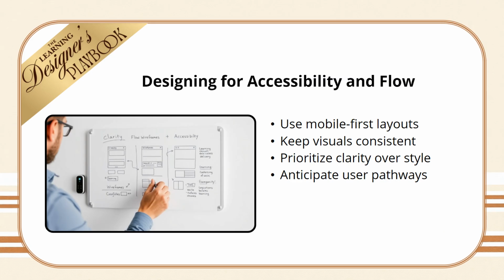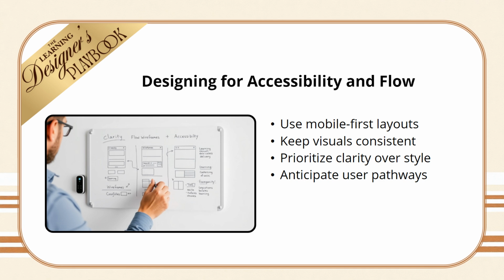Designing just-in-time learning requires deep attention to how users access and move through content. Accessibility and flow determine whether your learners can find and apply what they need quickly. Always design with a mobile-first mindset, since most JIT learning happens on the go. Consistent visuals and structure help learners orient themselves instantly. Clarity should always take priority over elaborate design. In this format, your learner isn't exploring, they're solving. Every extra second they spend searching for information decreases the effectiveness of your learning tool.